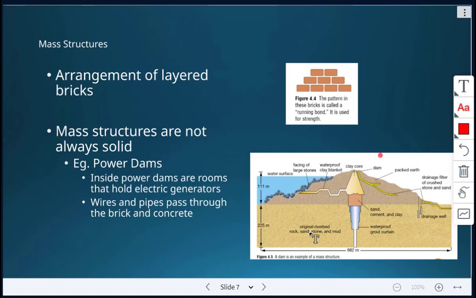This example here is looking at a mass structure. This is a dam. It's still an example of a mass structure, but it's not always completely solid. This is the power dam. Inside the power dam, there are rooms that may hold electric generators. There are also wires and pipes passing through the brick and concrete. All right, so that's still considered a mass structure.